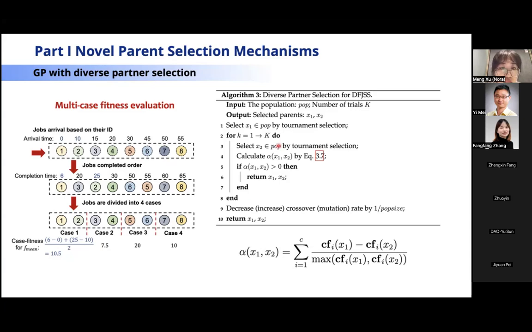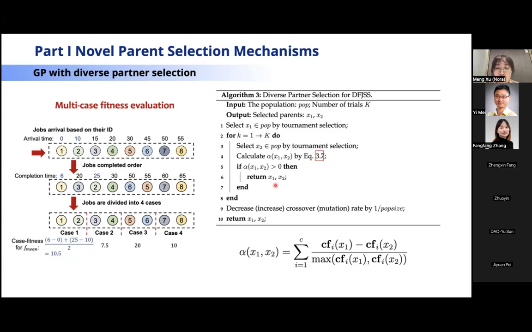And for algorithm 3, we can see that the alpha value is a very important value that represents the actual influence of individual X2 to individual X1. So for the diverse partner selection method, first we select X1, the first parent, by using tournament selection. And then we keep selecting candidates, also using tournament selection, like X2. And then we calculate the alpha value to check whether X2 can benefit X1. If X2 can benefit X1, then X1 and X2 are returned as a pair of parents for crossover.